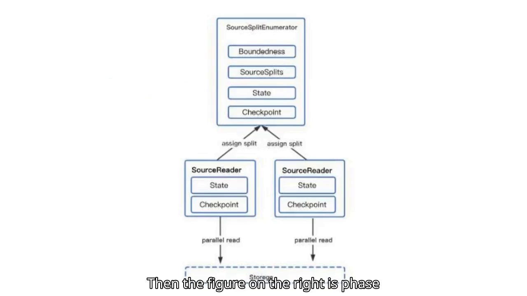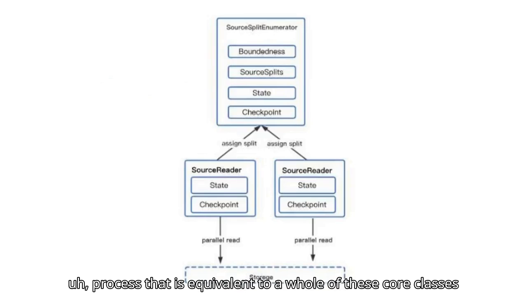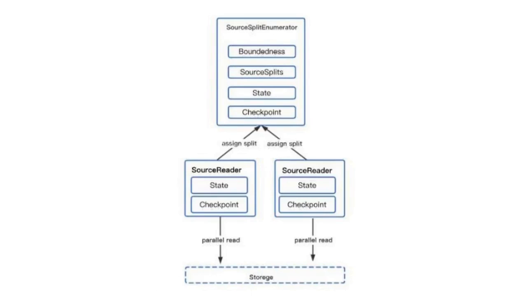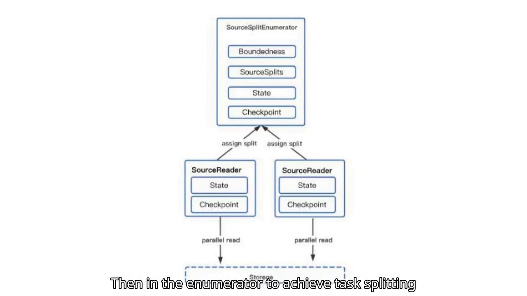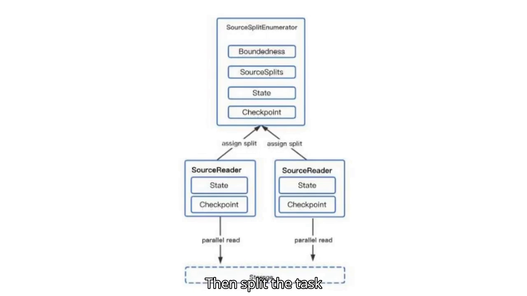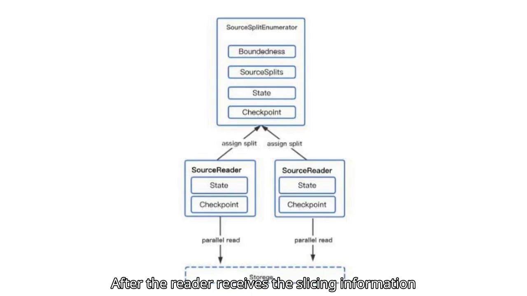Then the figure on the right is the process that is equivalent to a whole of these core classes. So in this case of concurrent reading, first of all, we need an enumerator, and in the enumerator we achieve task splitting. Then we split the task and assign the data to the appropriate source reader, because a source reader may have multiple tasks. After the reader receives the slicing information, it can then read the external data source.